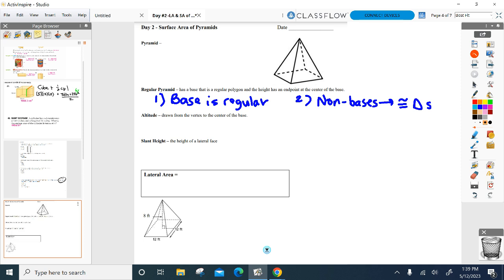Which brings me to, has anybody ever seen any of the Mission Impossible movies or familiar with them? Okay, lot of stunts, high action, right? This is how I'm going to try to explain to you guys what an altitude of a pyramid is.